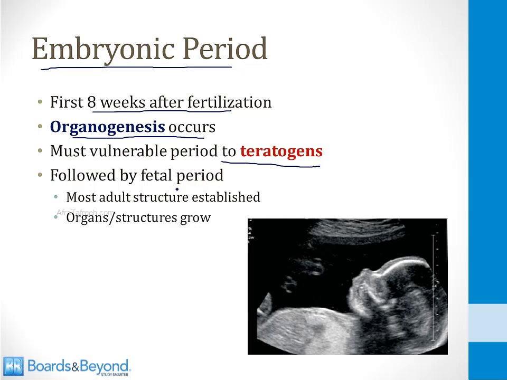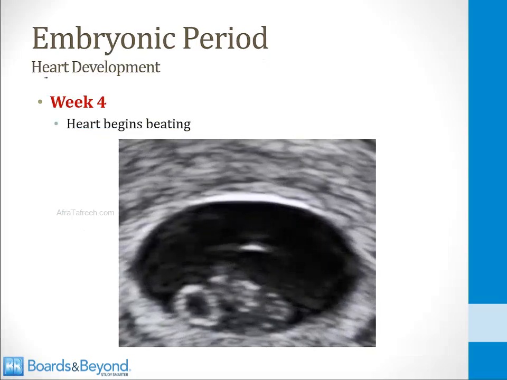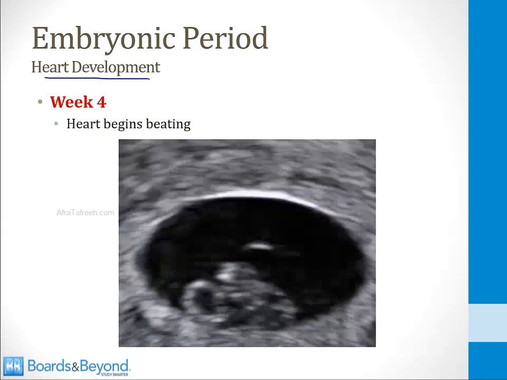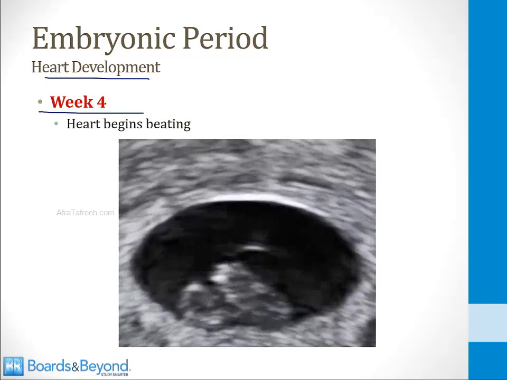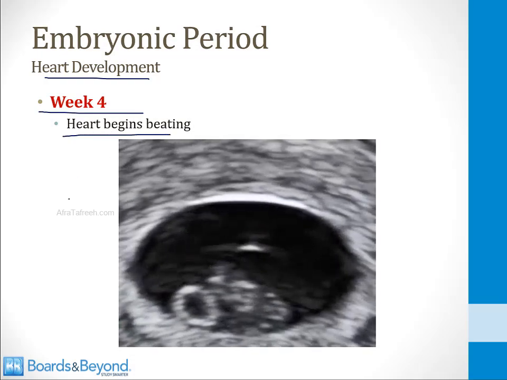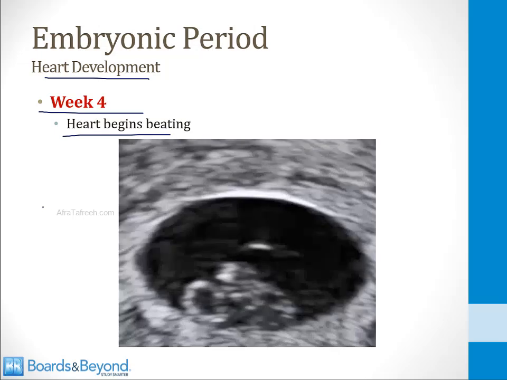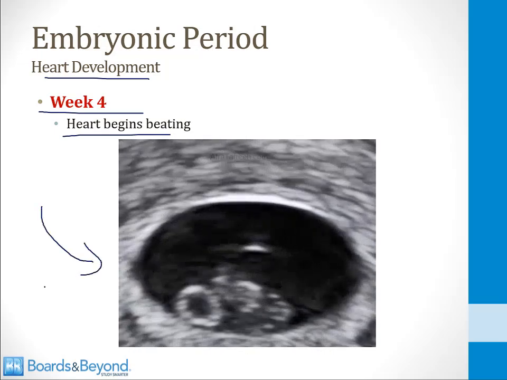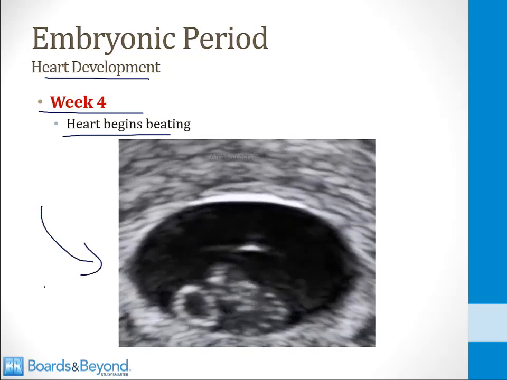The embryonic period is followed by the fetal period. In this period, most adult structures are established and the organs are growing, but they've already formed. So heart development is one of the things that's occurring during the embryonic period. By week 4 after fertilization, that's when the heart begins to beat in the fetus. You can actually see this through a transvaginal ultrasound, and that's what's shown on the slide here, the beating heart of a fetus by transvaginal ultrasound.